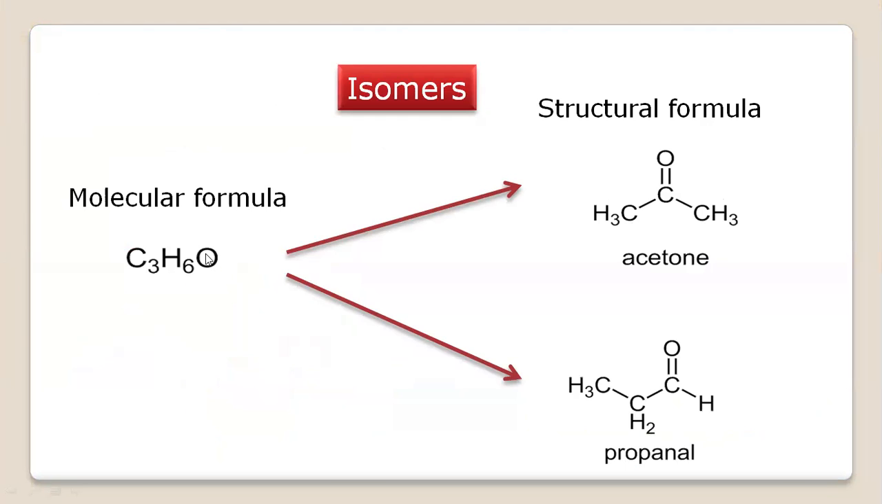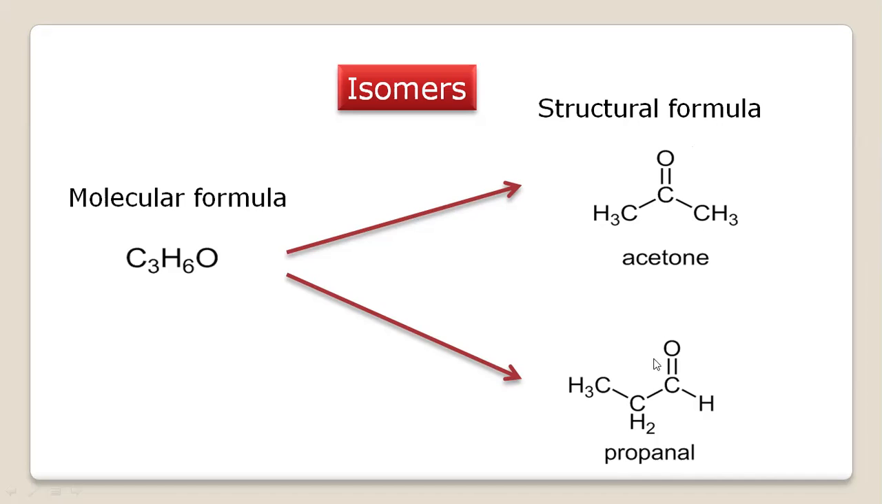The molecular formula means the total number of atoms present in the structure. And this molecular formula, represented by splitting the carbon, hydrogen and oxygen, is called the structural formula. So this molecular formula is represented by CH3 C double bond O CH3, which is the structural formula for acetone.